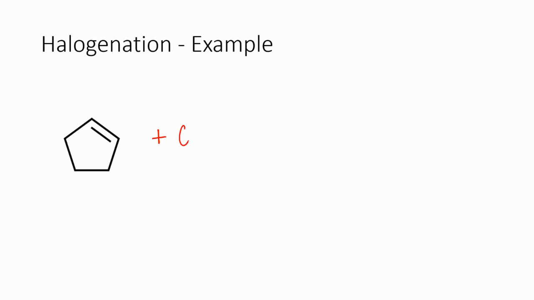Let's do chlorine to show another example. And we have a hydrogen on each side of the double bond. And so what we're going to make is the trans product. And so we could go ahead and show our hydrogens too.